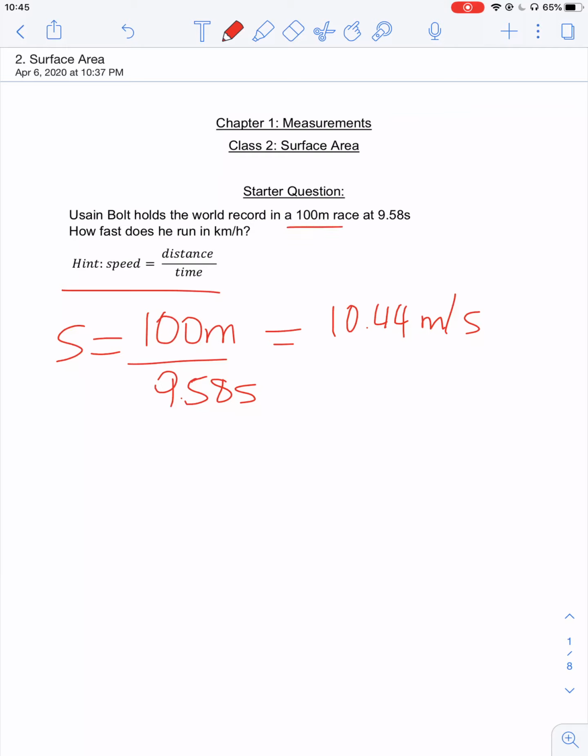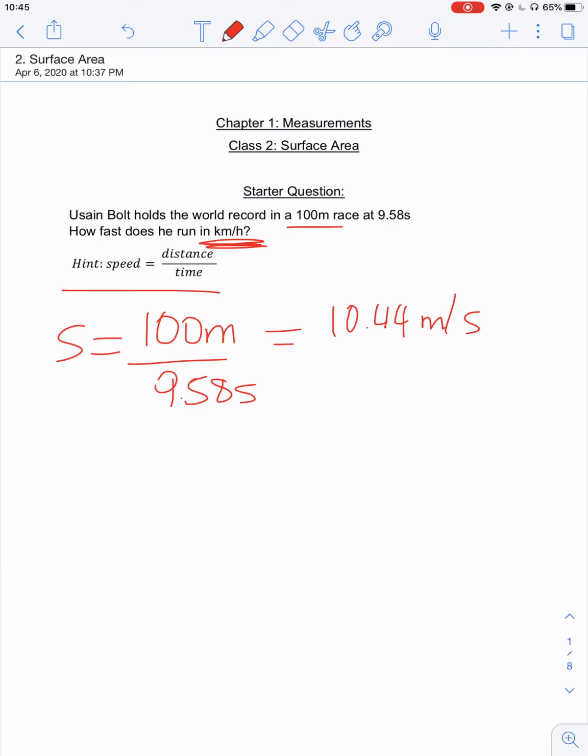But the question is asking you to find the speed in kilometers per hour, right? So even though this is right, that's not what the question is asking you to compute. So how can we find the right answer? Well, you're going to have to rely on unit analysis. Okay, so how do you do that?